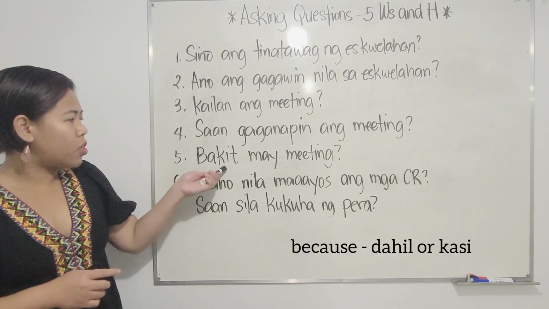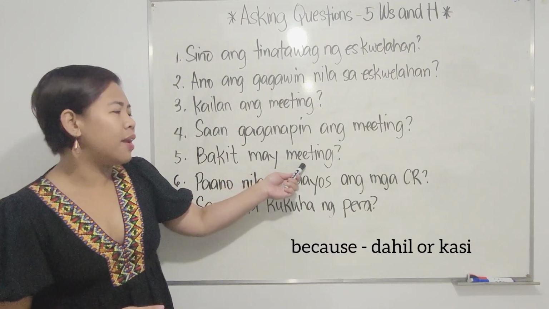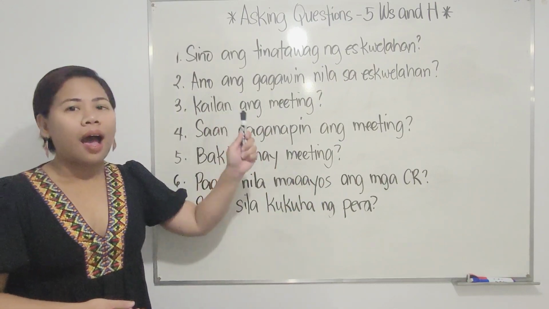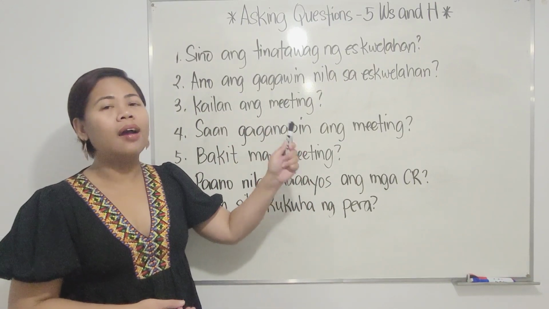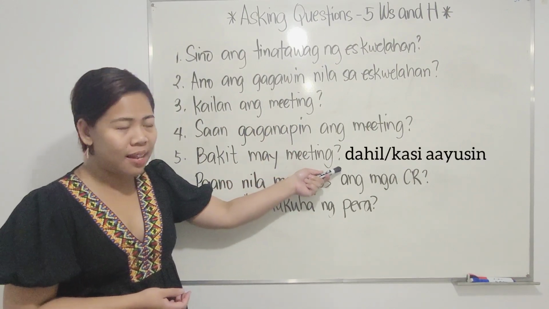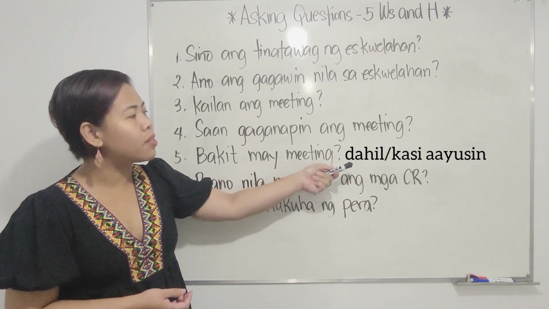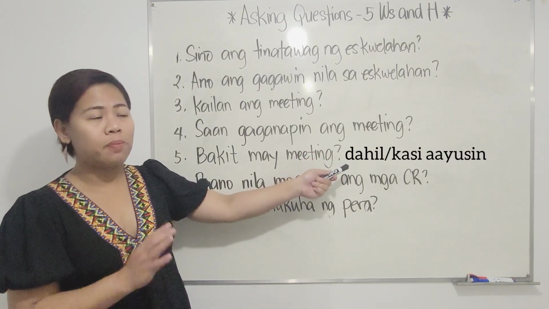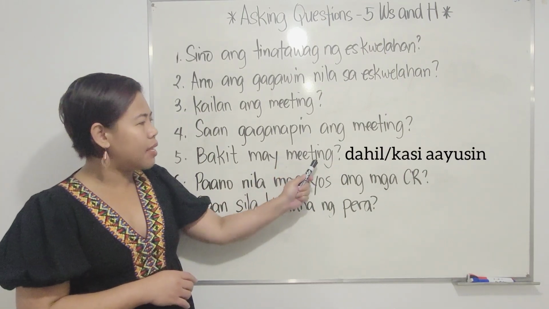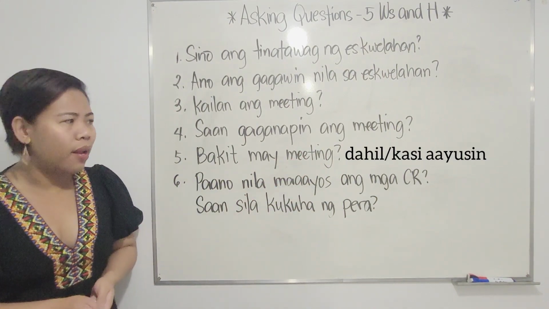Remember, when the question is why, there's always a because, right? May meeting dahil, or may meeting kasi aayusin nila ang mga CR sa eskwelahan. May meeting dahil aayusin, from the word ayos, right? Our verb is ayos, and it is in the future tense because this is still a plan. So, may meeting dahil or may meeting kasi aayusin nila ang CR sa eskwelahan.